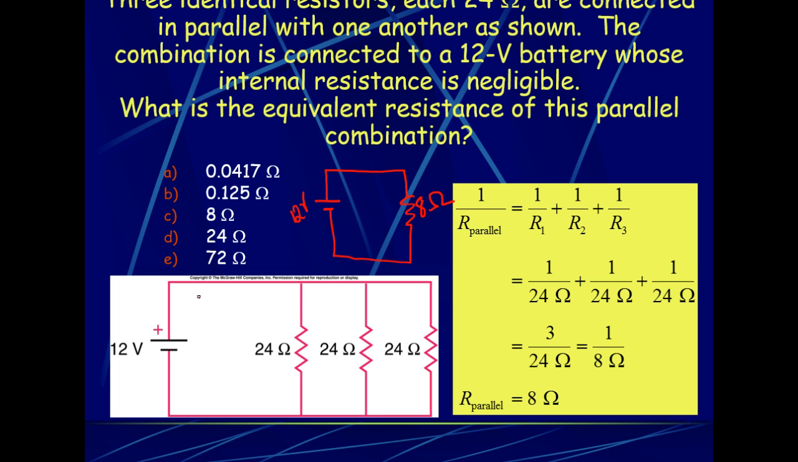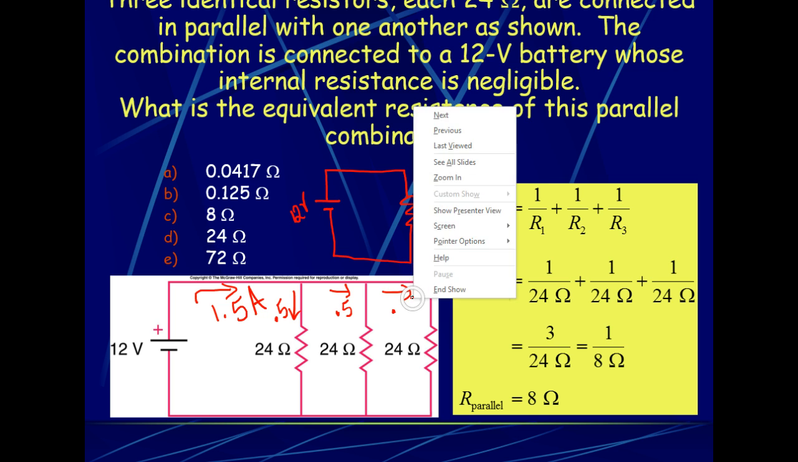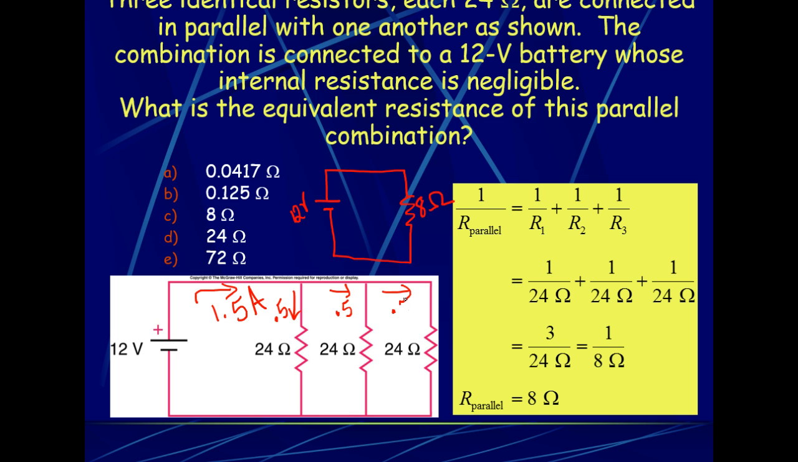So my total current is going to be 1.5 amps coming in. Since these resistors are all the same, it's going to split evenly. So this one's going to get 0.5 amps, this one's going to get 0.5 amps, this one's going to get 0.5 amps. So you would have an even split.